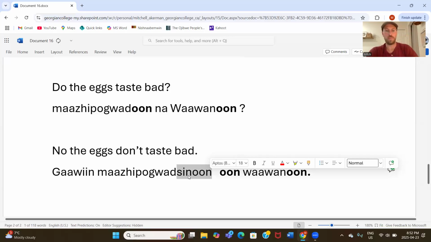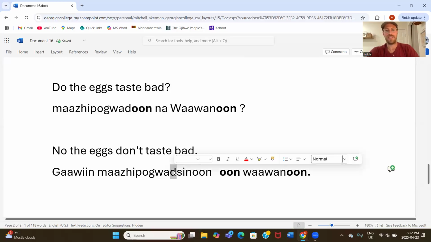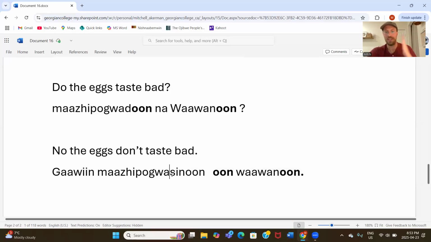Now on Majapahwad, because it ends in a D, the D final VIIs, you delete the D to preserve vowel, consonant order. Okay. So you end up with Majapahguasinon. It does not taste bad. Majapahguasinon. So sinon is the negative.